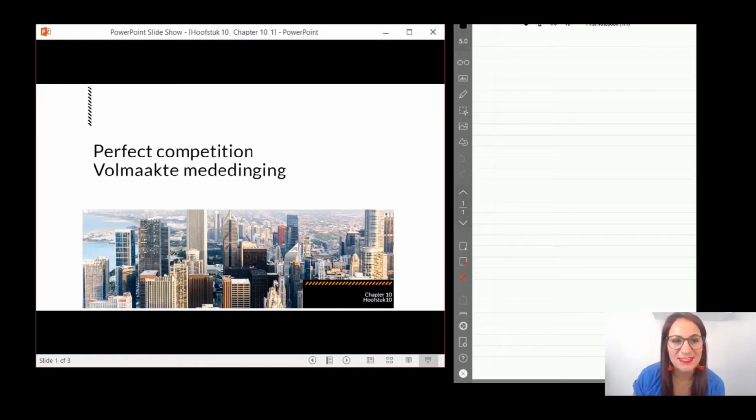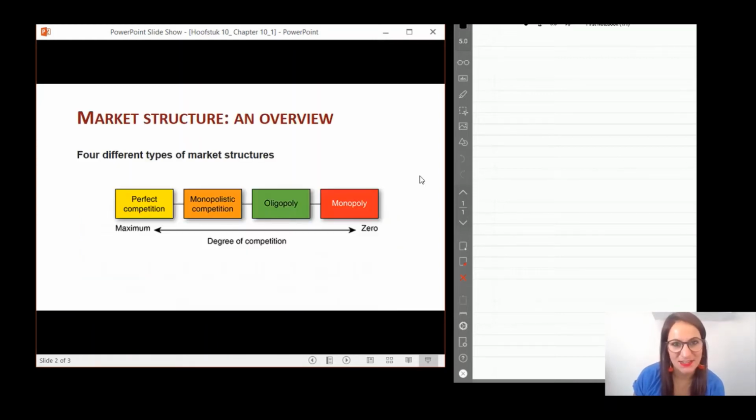Today we will be discussing perfect competition. Now, perfect competition is one of the 4 market structures that you can come across. So the first one is your perfect competition, then you have your monopolistic competition, you have your oligopoly, and then you have your monopoly. So we're going to focus on your perfect competition and your monopoly.